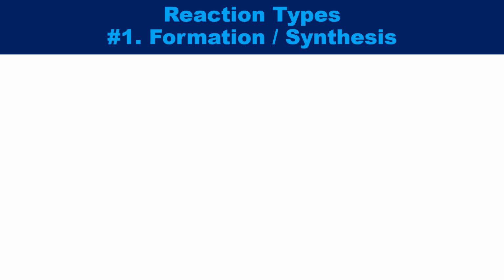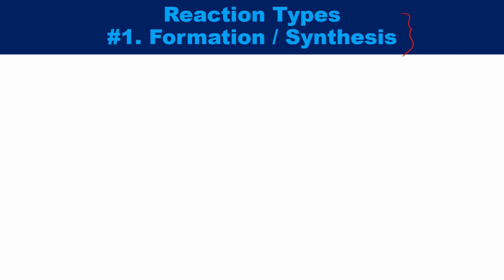Now let's talk about 5 different types of reactions. I don't really recall making a lesson video regarding this. Let's go with our basic one. The very first one is known as formation or synthesis type of chemical reaction. So how can we determine if something is synthesis or formation related reaction?